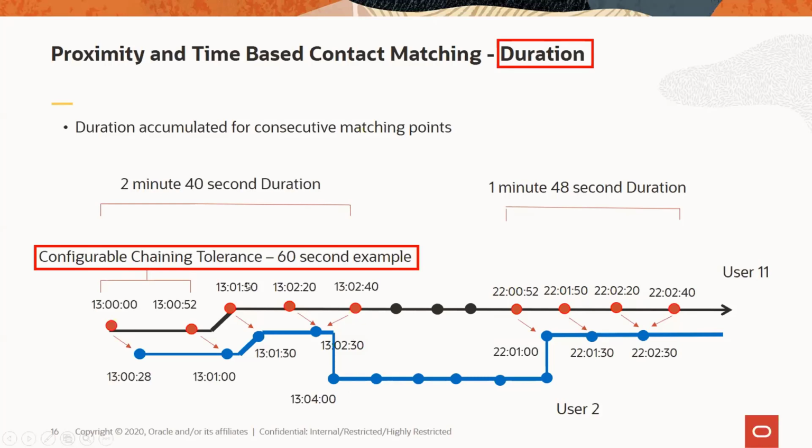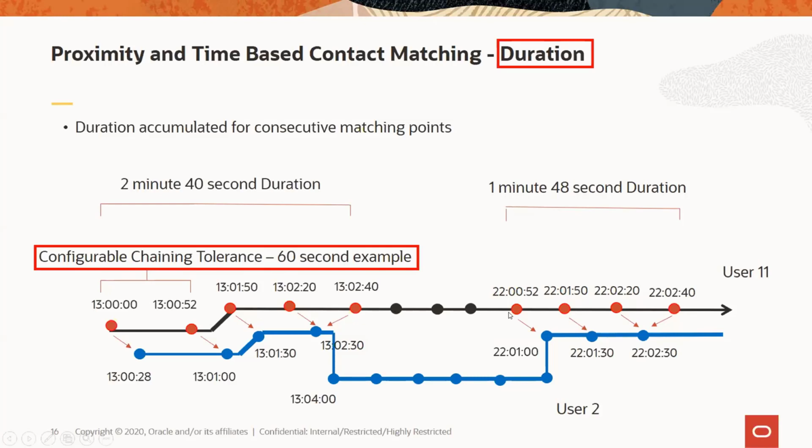and it's once again a configurable parameter. How close in time do points have to be to be considered part of a chain? You can set it to something like 60 seconds. These 2 points are consecutive. They were both matches, and they were both within 60 seconds. So start accumulating duration. Accumulate duration here, here, and here.